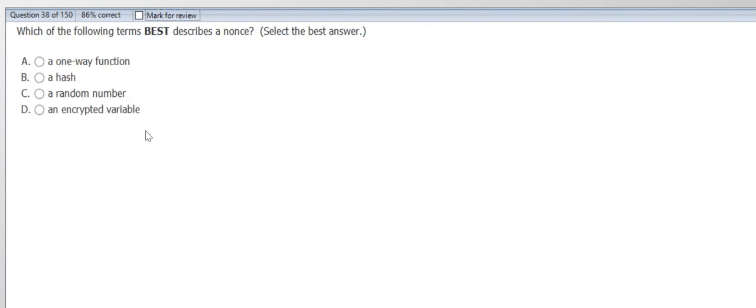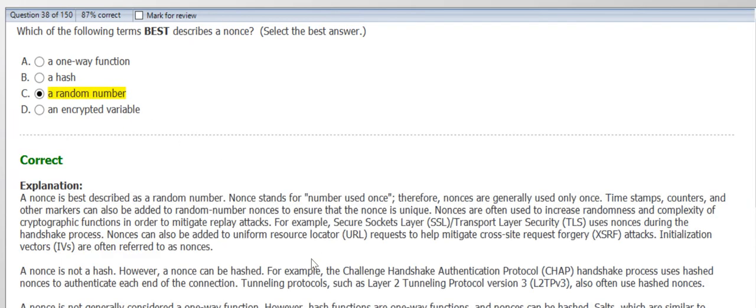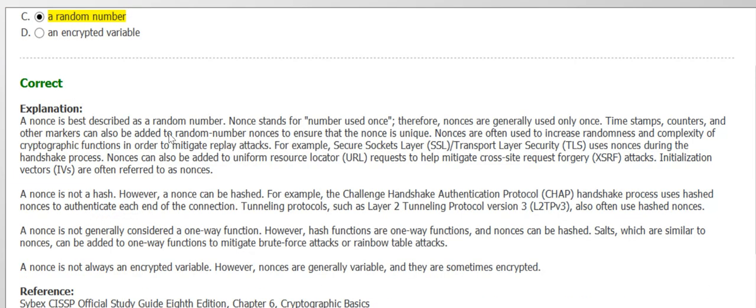Let's see the last one. Which of the following terms best describes a nonce? Is it a one-way function, hash, random number, or encrypted variable? So let's select the random number. Yeah, a nonce is best described as a random number. It stands for number used once. Okay, it's not a hash. It's not considered a one-way function. It's also not an encrypted variable.